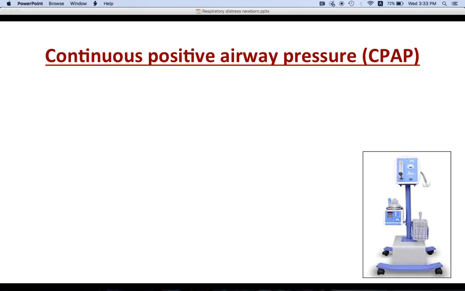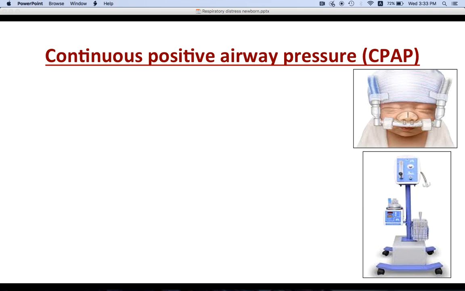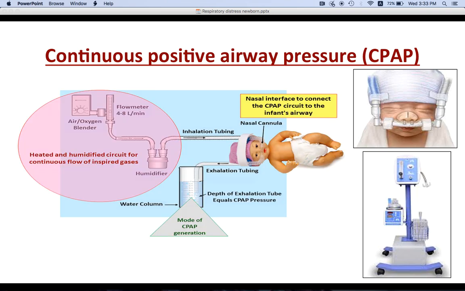So how do we provide them? CPAP, or continuous positive airway pressure. I'll be making a separate and detailed video on the use of neonatal ventilatory devices, but broadly this is how a CPAP functions. It has a nasal interface and a CPAP machine. The CPAP machine is nothing but a circuit through which you provide heated and humidified gases to the infant. The most important component of this CPAP machine is this water column, where the expiratory tubing is submerged. So basically the neonate is breathing against a pressure, and this pressure helps in keeping the small airways and alveoli open.